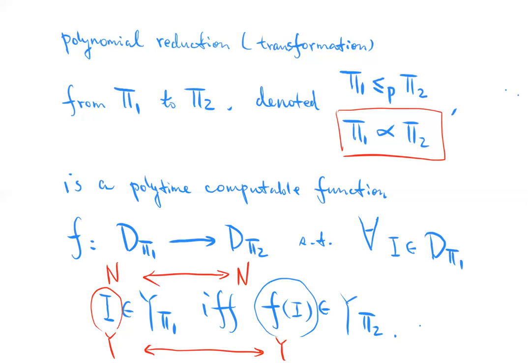After reduction, in order to solve the original problem, you just solve this instance for problem pi 2. If the answer is yes, then you have yes. If no, then no. That's the notion of polynomial reduction and transformation, and that's extremely important. Time is up already, but it's okay. I think these ideas and concepts are really essential.